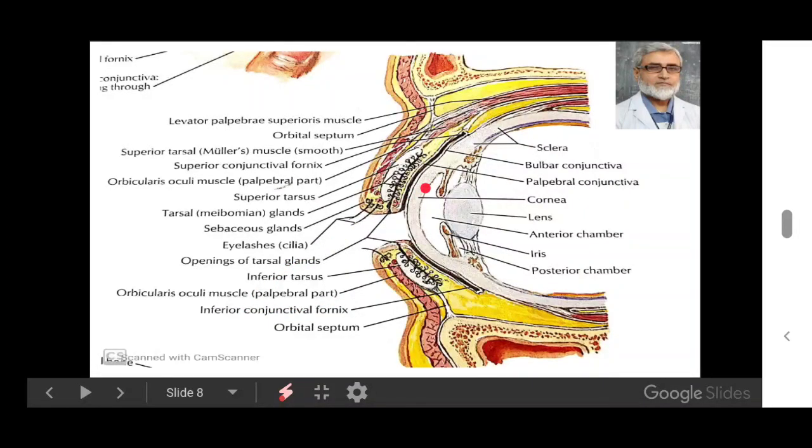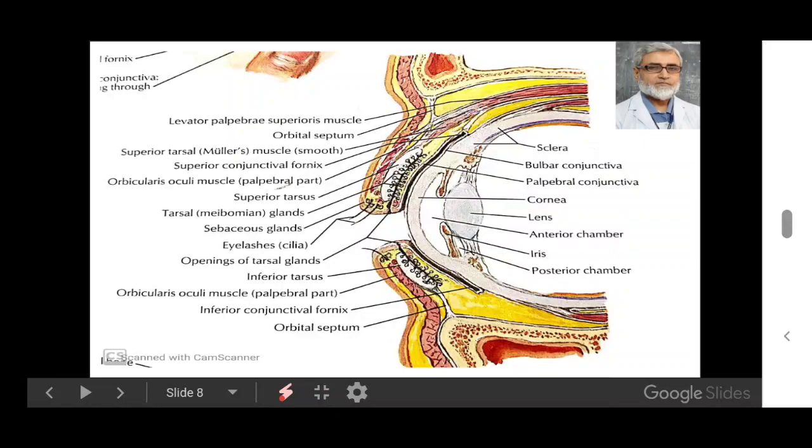So just an enumeration of the layers. First layer is skin and superficial fascia. Next, the muscle which takes part in the formation of the upper eyelid is orbicularis oculi, then tarsi and palpebral fascia, and conjunctiva.